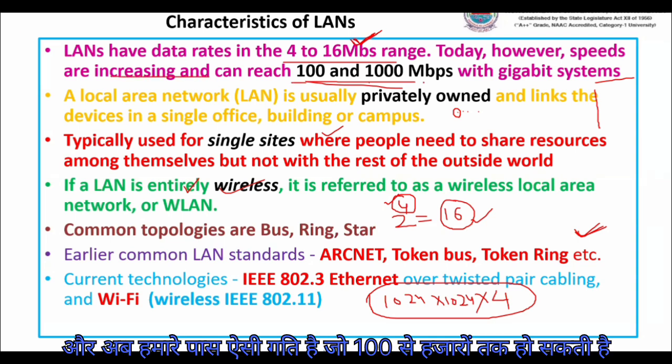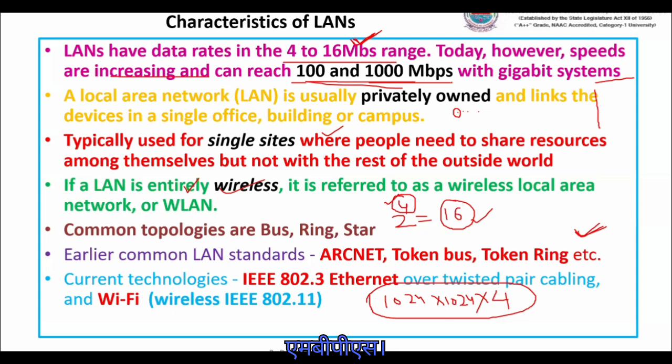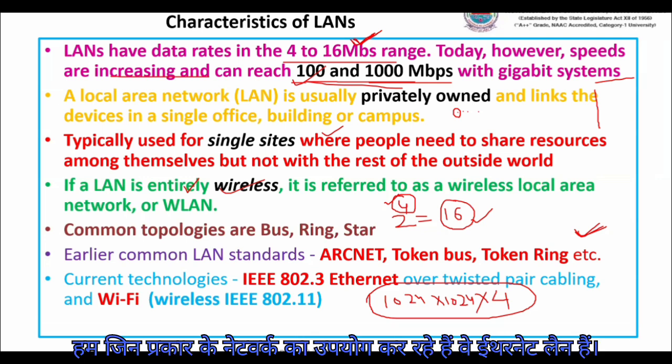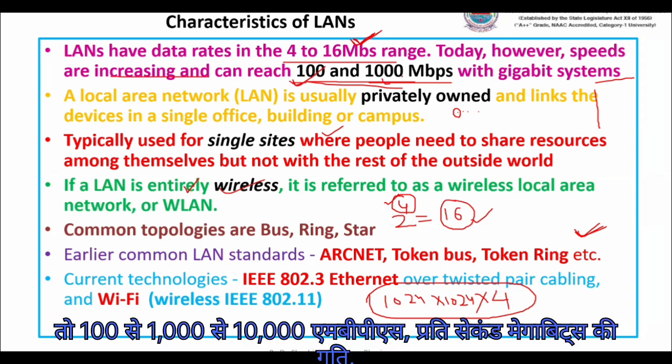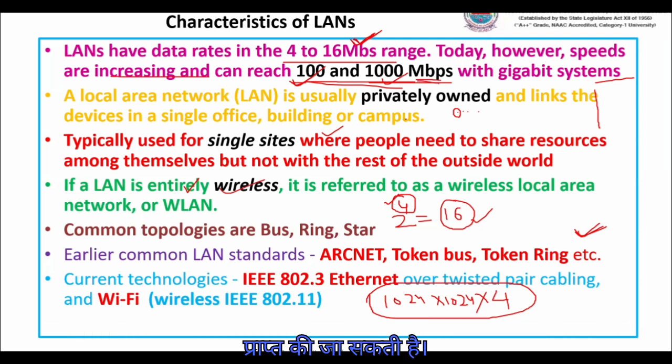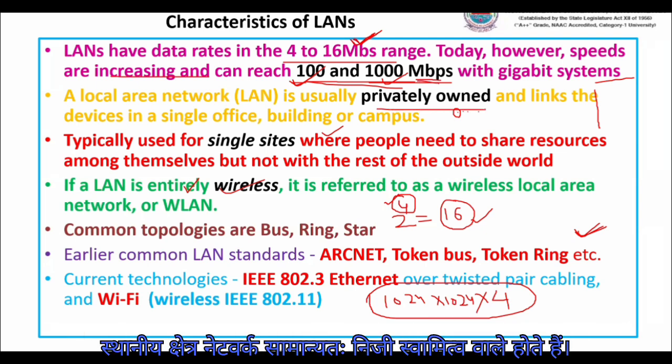So you can imagine that when we are communicating in real time, we require very high speeds, and now we have speeds that can range from 100 to thousands of Mbps. We call them gigabit. This is fast Ethernet. The kind of networks we are using nowadays by default are Ethernet LANs, so 100 to 1000 to 10,000 megabits per second of speed can be attained.